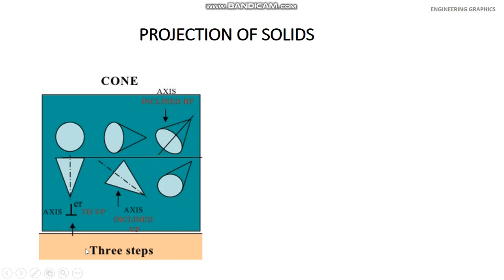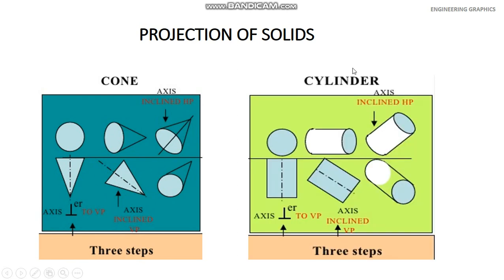This is also a 3-step problem when the axis is inclined to VP and HP. First of all, the axis is perpendicular to VP. Then the solid is tilted towards VP and the axis is inclined to VP, and in third step, axis is inclined to HP. Similarly, in case of cylinder, first of all, the axis is perpendicular to VP, then axis inclined to VP, and then finally axis inclined to HP. So in 3 steps, we can solve the problem.